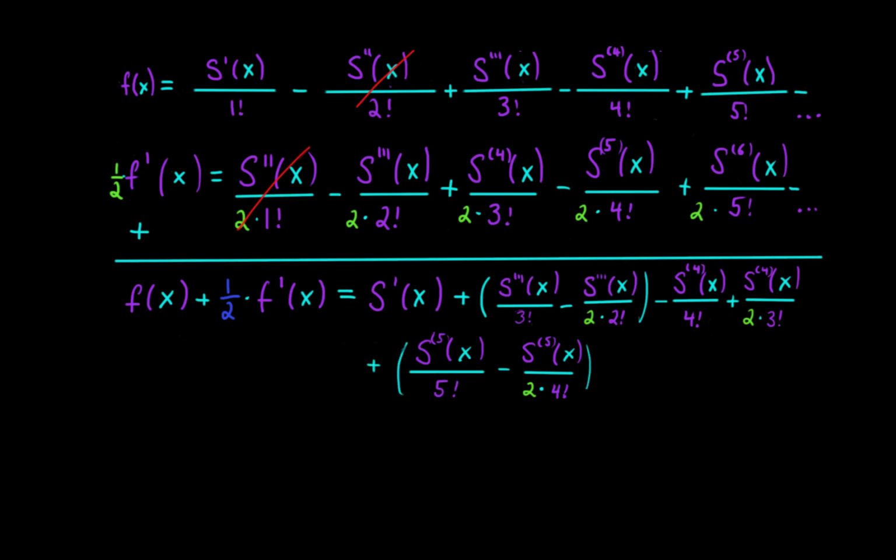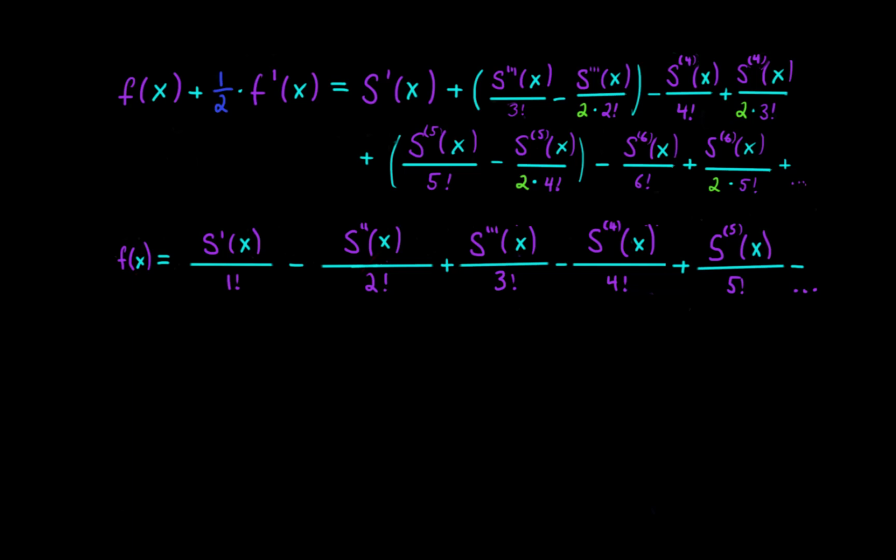Then our next set of terms would be minus S6 of x over 6 factorial plus S6 of x over 2 times 5 factorial, and so on. Right, the series on the right-hand side of the equation is infinite. So we've gotten rid of the s double prime term on the right-hand side, and I've written our new equation on top here, and I've written our original formula for f of x below that. And now we want to repeat that process to get rid of the s triple prime terms.